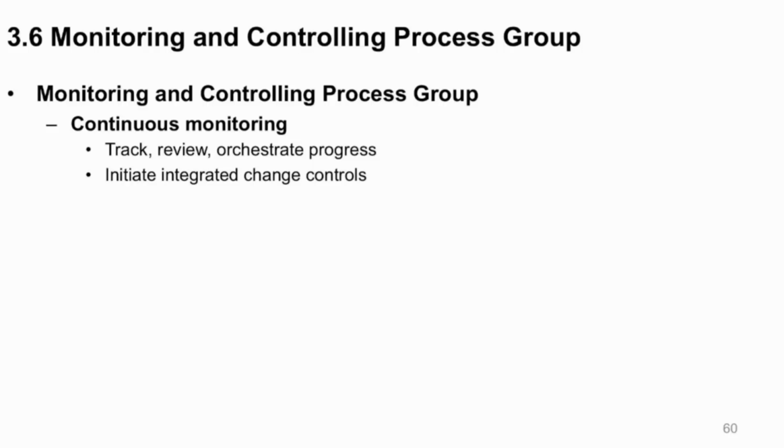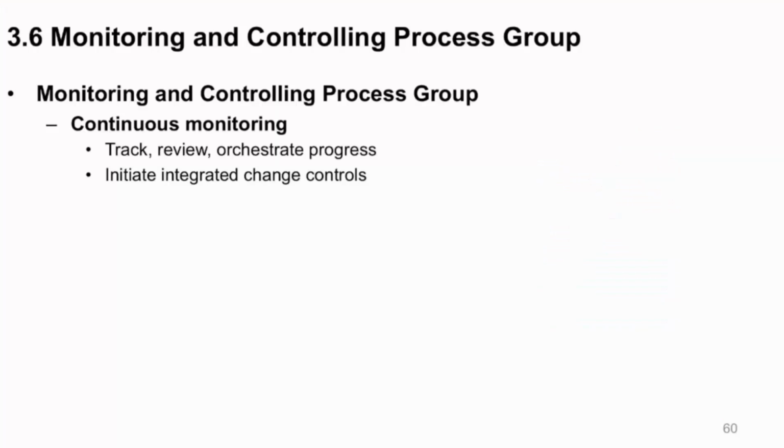Remember, integration in the list of the 10 knowledge areas, remember I italicized that? That means that's a special group, and its primary purpose is to control change and to integrate everything and make sure change doesn't go outside the prescribed project management plan. So integrated change control is part of the monitoring and controlling process group.